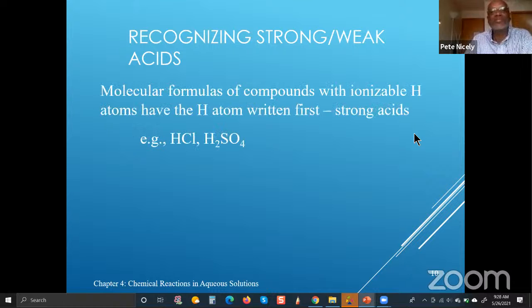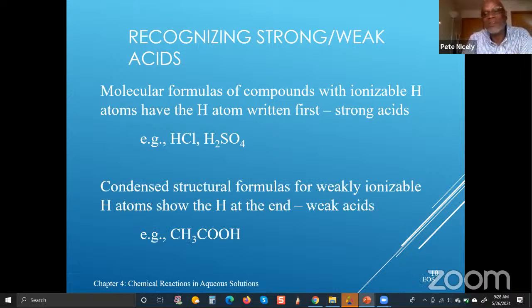Okay, so how do we recognize strong acids and weak acids? Well, typically, the convention normally used is that when you're writing down the formulas for strong acids, you place the hydrogen first in the formula. So for example, HCl, H2SO4, those are strong acids. Weak acids tend to have the hydrogens placed at the end. Now, this is not always observed, but it is a normal convention that is usually observed.